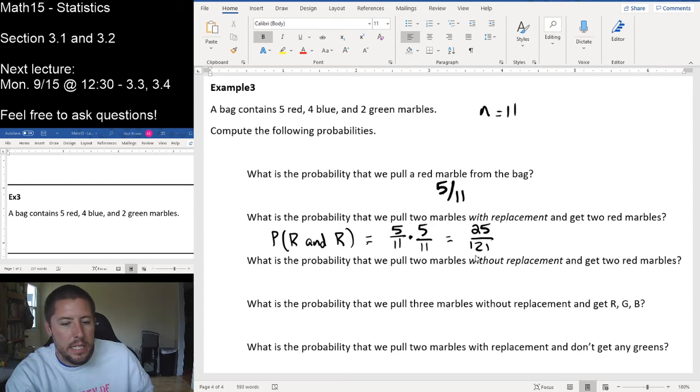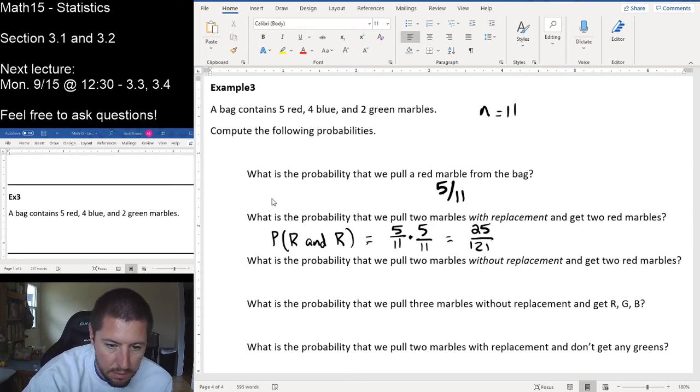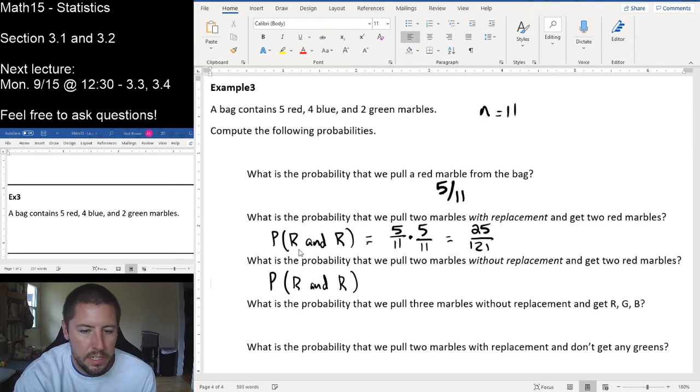What we want to see is how this is different if we did not put that marble back in the bag. So I still have this probability of red and red. Oh my gosh, I can't get my P's and my R's distinct from each other right here. I don't really know that there's a common way to denote this with or without replacement in these probability statements, but we know that it's in this sentence.